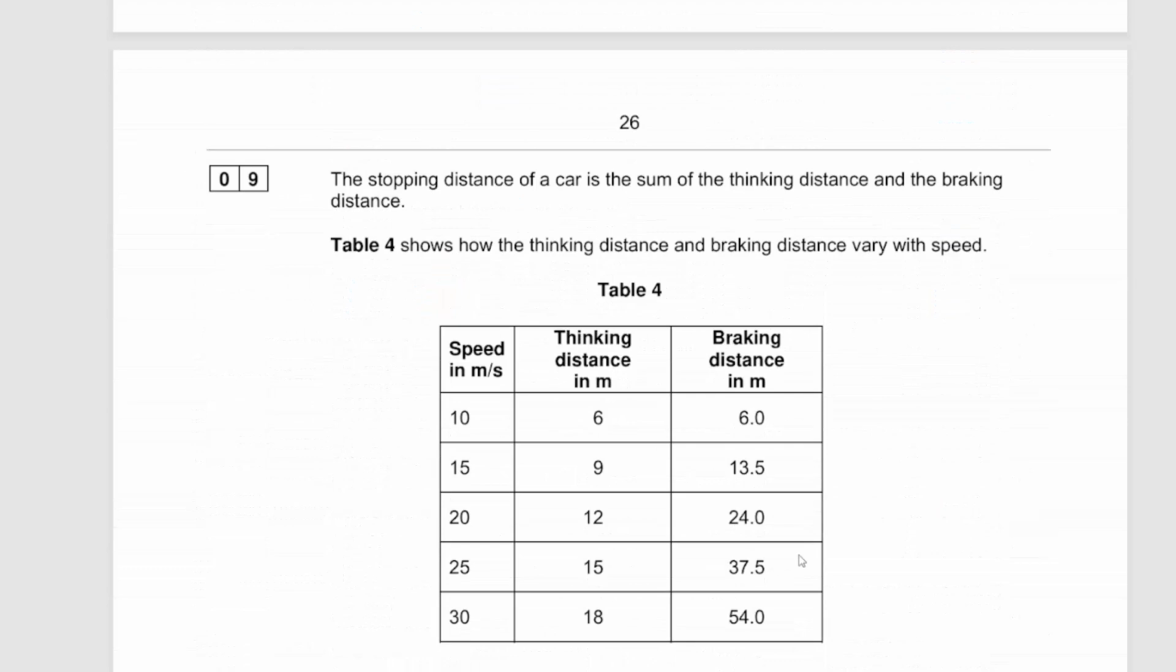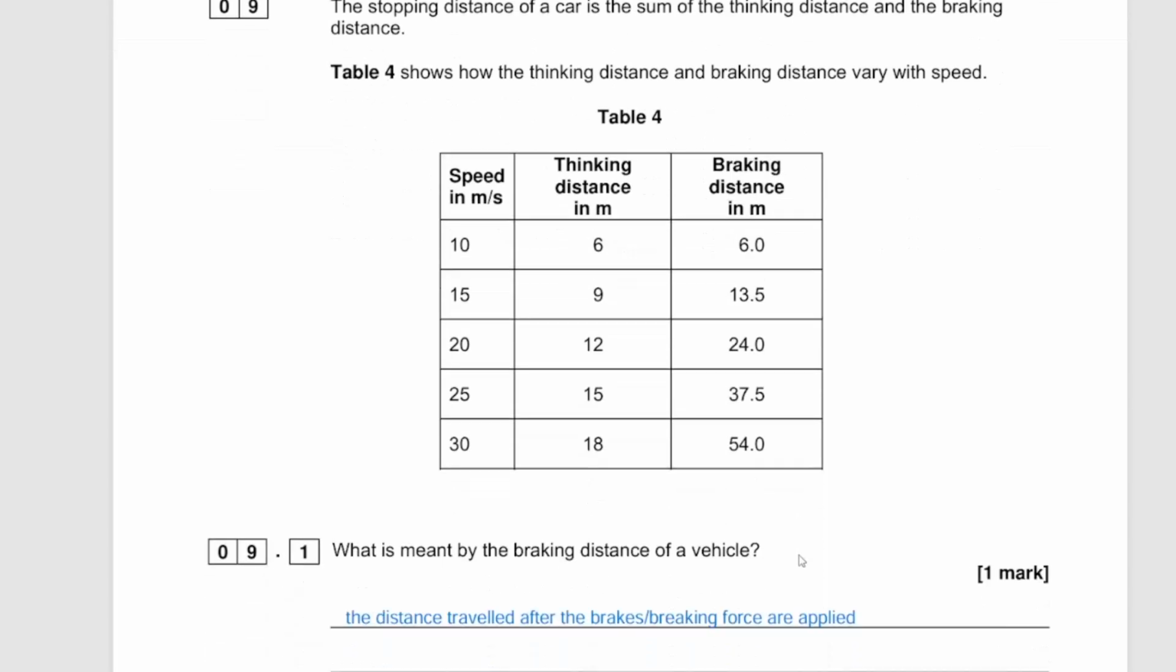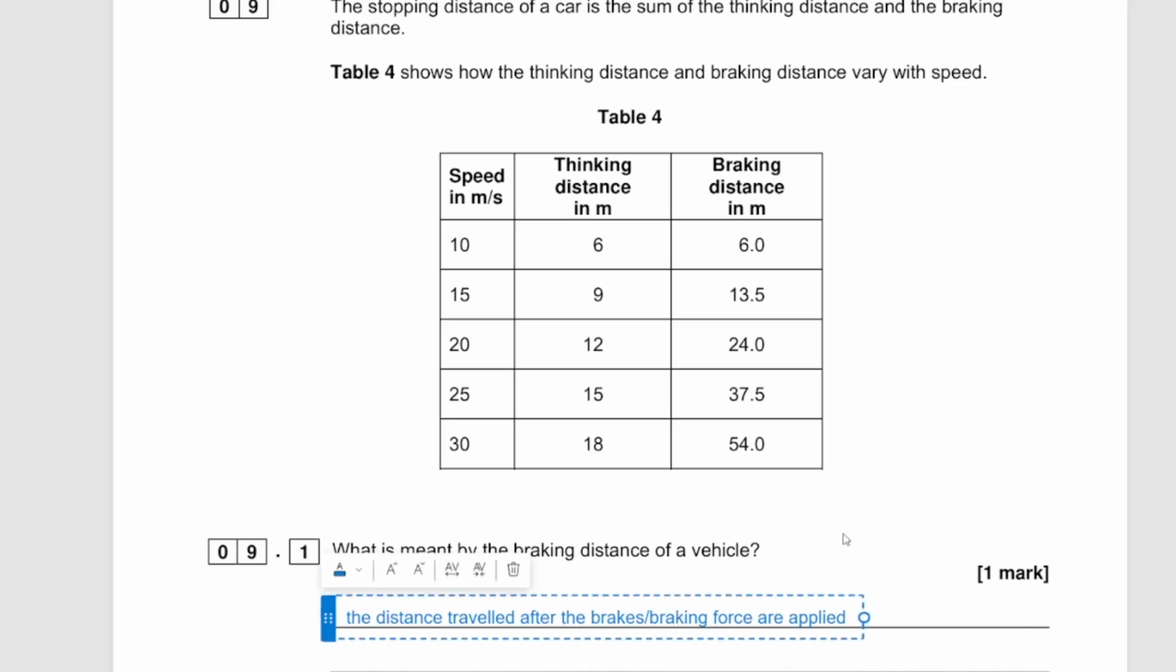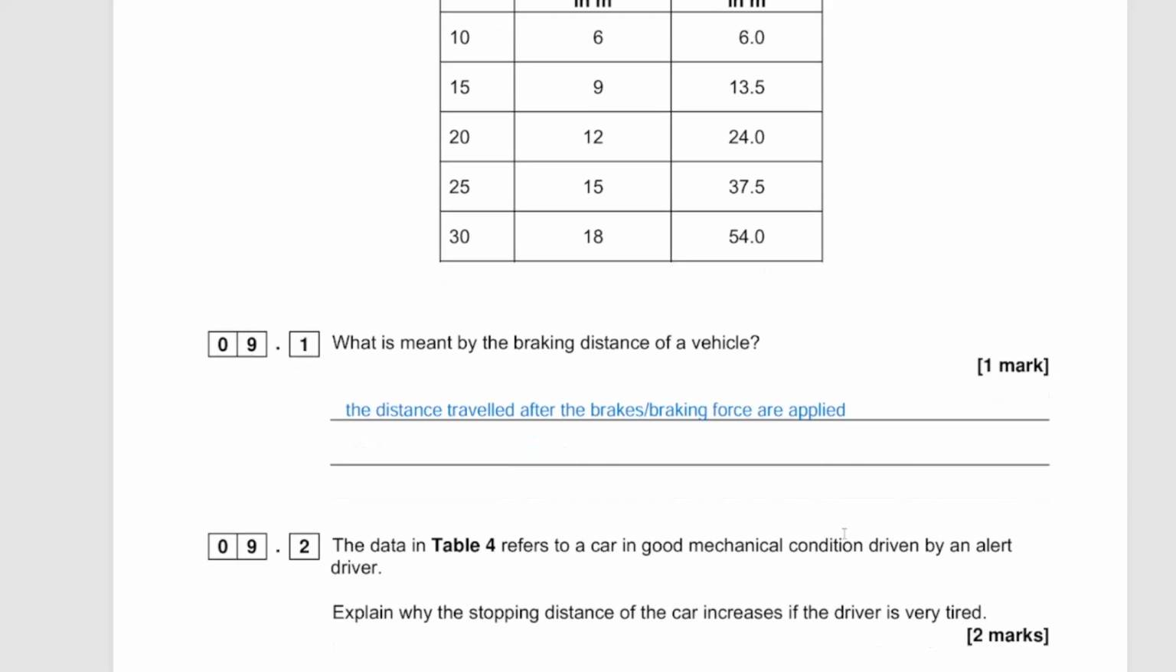Now, for question 9, we're shown the stopping distance and how the speed affects the thinking distance and braking distance. And we're asked what is meant by the braking distance of a vehicle. And that is the distance travelled after the braking force is applied. Now for 9.2, the figure in table 4 refers to a car in good mechanical condition driven by an alert driver.